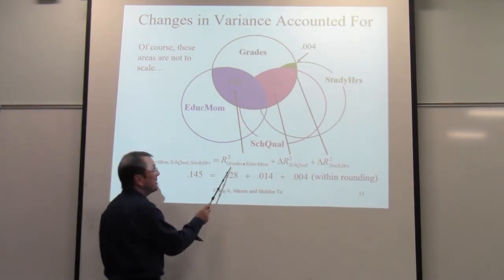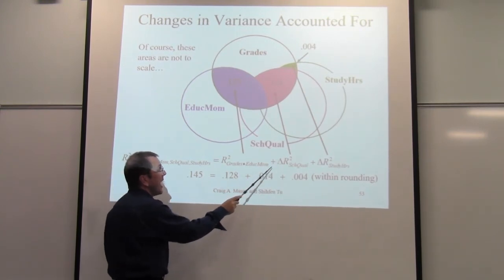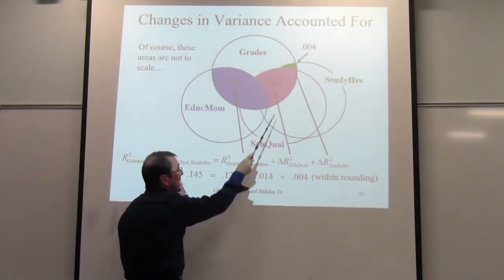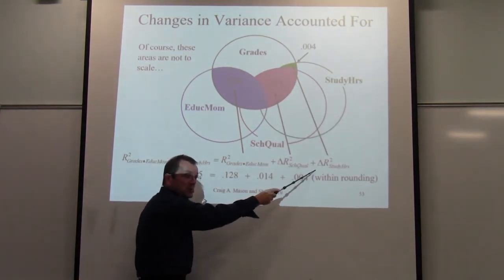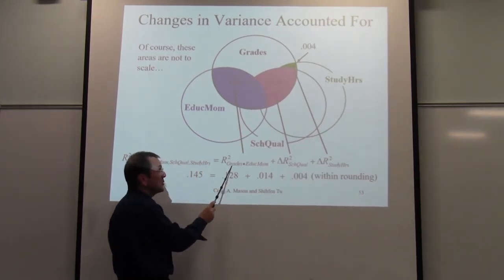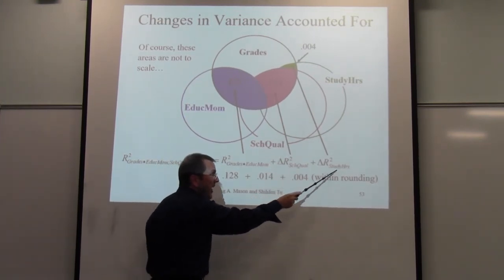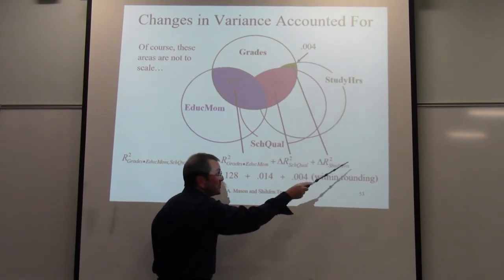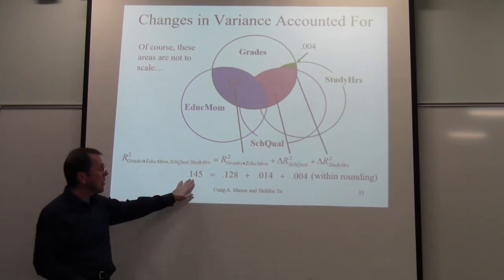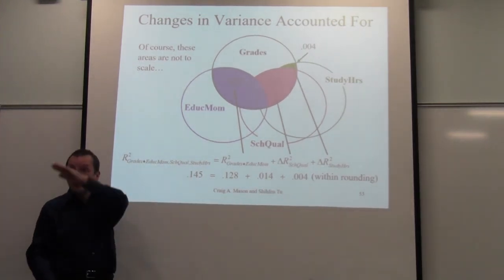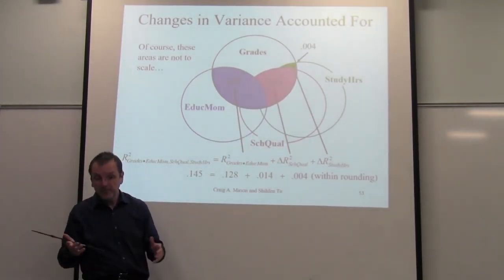If you add those up, our initial R squared with grades and mom's education was 0.128. We added the 0.014 for school quality, and we add the 0.004 for study hours, the change in R squareds for those. So we start with the initial R squared with mom's education, add the change in R squared with school quality, add the change in R squared again when we subsequently add study hours, we get 0.128 plus 0.014 plus 0.004 gives us 0.145, which is the total R squared. Again, they all kind of add up to the total within rounding.